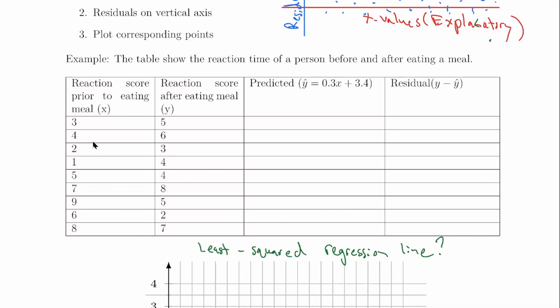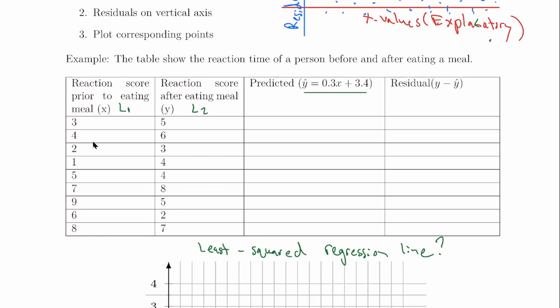What you want to do is enter this into L1 and enter this into L2. Once you enter that into L1 and L2, you go to LinReg ax plus b, and that will give you our least square regression line. Fortunately for us, I already gave you that, just to speed up the process.